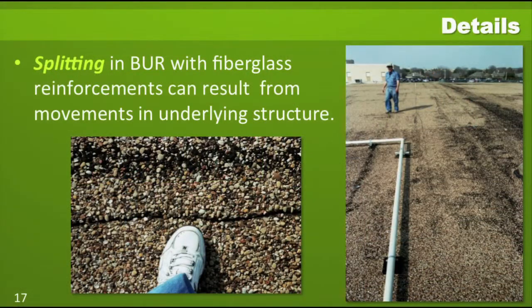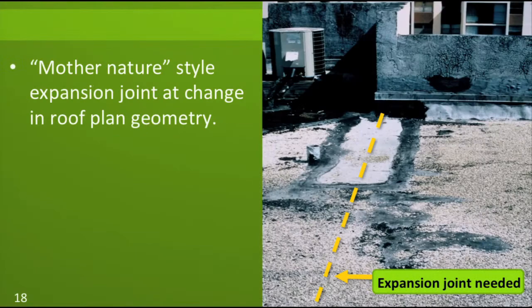With long-term thermal expansion contraction, sometimes you can end up with splits in your built-up roof. This also can happen at changes in the building structure, or if the building is quite large and doesn't have expansion joints. And Mother Nature has a way of putting in expansion joints if we didn't have the foresight to design them and build them in ourselves.